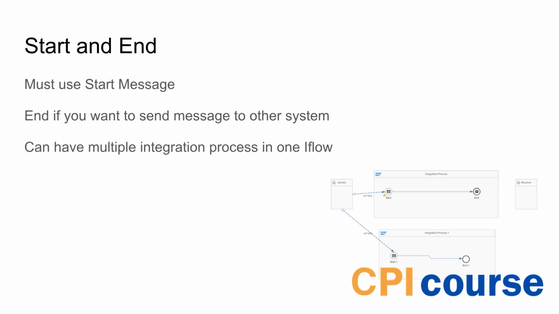In one iFlow, you can have multiple integration processes. They just need to have separate URLs, but from the same server. That sometimes makes it a little easier to create things and understand what's going on. And other times, you just want to create them as separate flows.